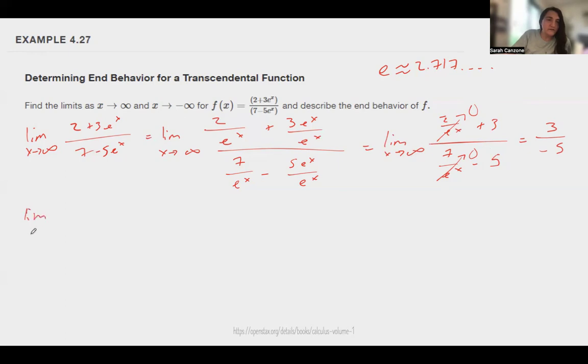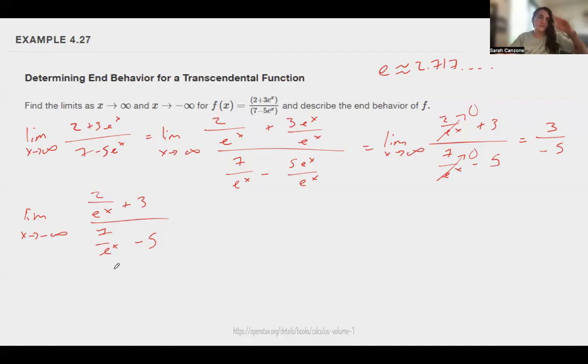Now we also need to consider the limit as x approaches negative infinity. So far, we haven't seen a case where the number that we've gotten is actually different. But now that we're not looking at the typical rational function, we're looking at e, we can actually have a difference. So again, we're going to start with this right here. We're going to have 2 over e to the x plus 3 over 7 over e to the x minus 5. Now, if we try to plug in negative infinity, well, e to the negative infinity is a different number than we would expect.